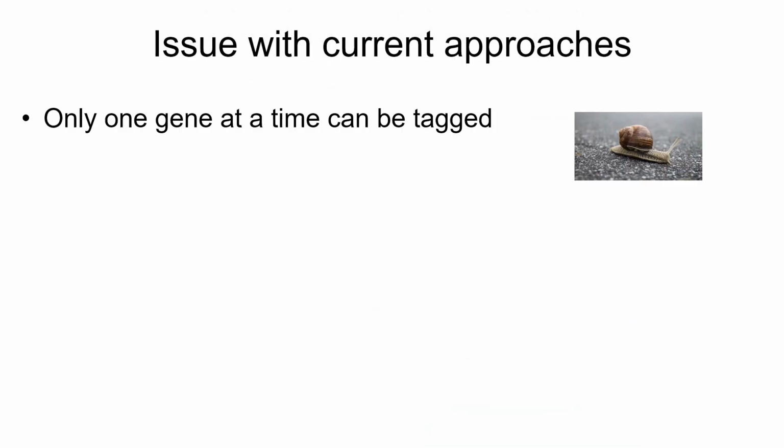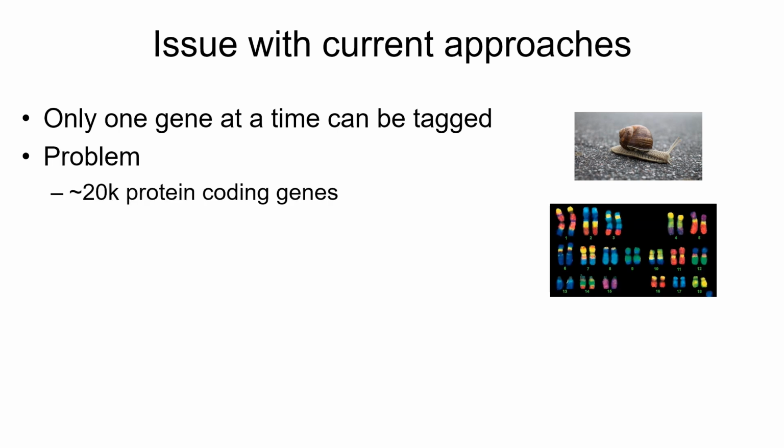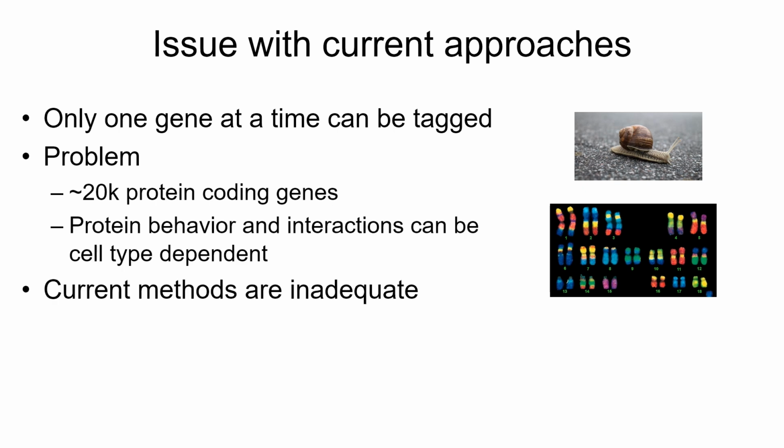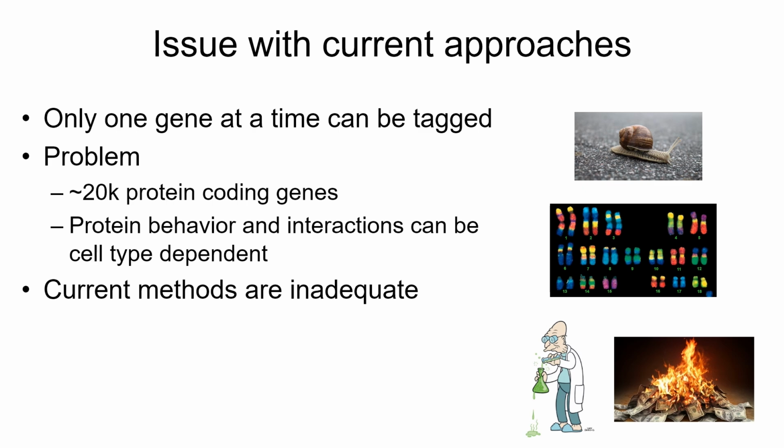And so while there's many ways of doing gene tagging, most of them suffer from being only one gene at a time can be targeted. And that's a bit of a problem because there's 20,000 protein coding genes in the human proteome. And protein behavior is known to be cell type dependent. And so if we want to scale protein-wide analysis, current methods are quite inadequate because they require a lot of time and a whole lot of resources to tag everything in the cell.